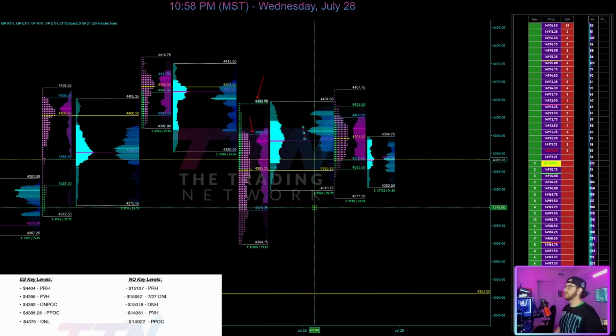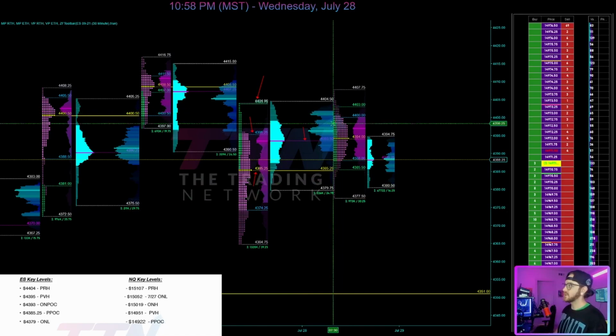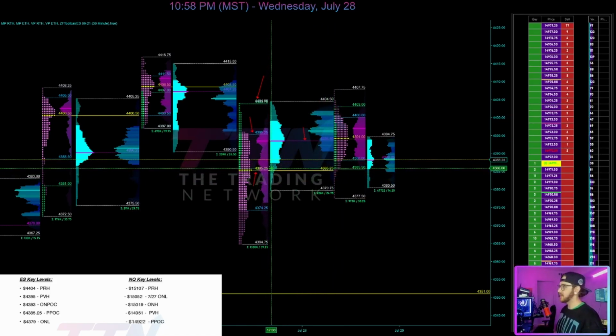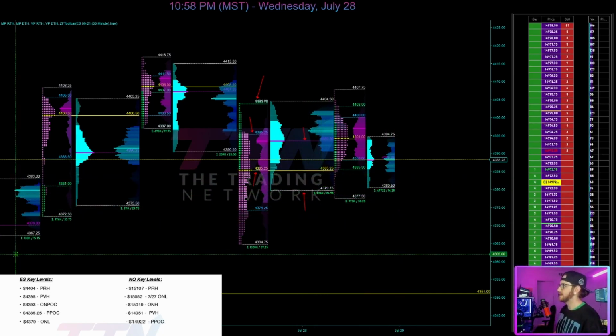The fourth level that I was looking at was the prior point of control. That was the point of control from yesterday's regular trading hour session. That's at 43.8525. And last but not least, I was looking at the overnight low down here at 43.7975 on ES.